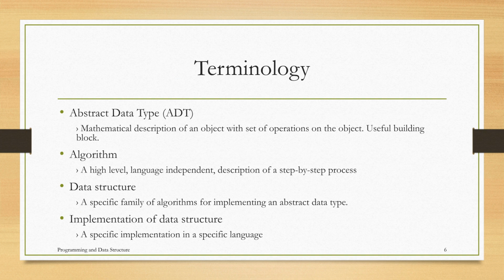Let's define some key terms. An abstract data type, or ADT, is a mathematical description of an object and its operations. An algorithm is a high-level, language-independent, step-by-step process.